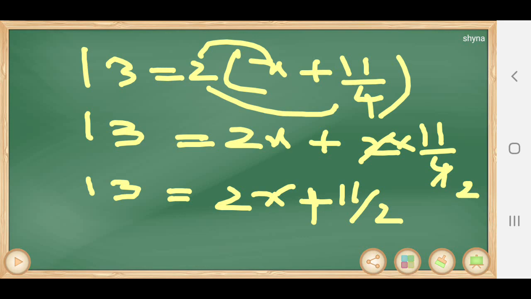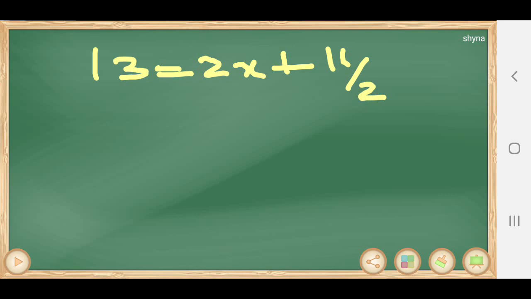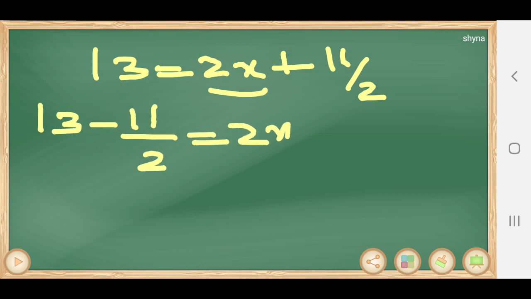Okay, 2x plus 11 by 2. Yeah, this is the equation. 13 equal to 2x plus 11 by 2. Yes, we have to find the value of x. Let 2x stay on the RHS, then transpose all the others to the LHS. 13 is already in the LHS, no change. 13 minus 11 by 2 equal to 2x.